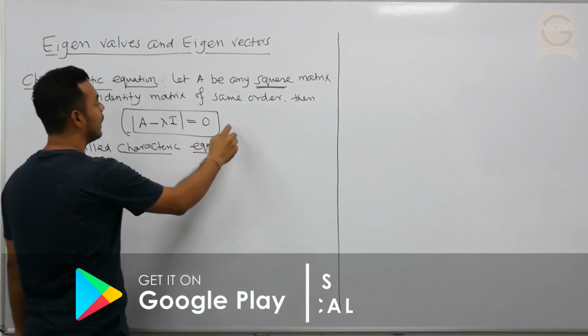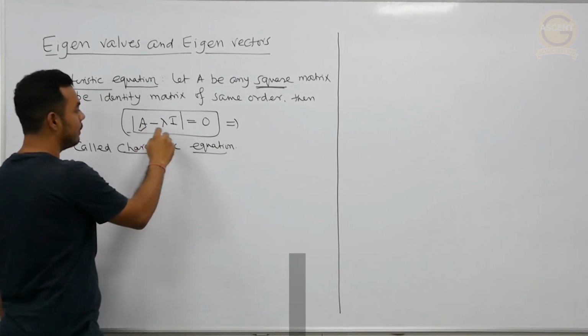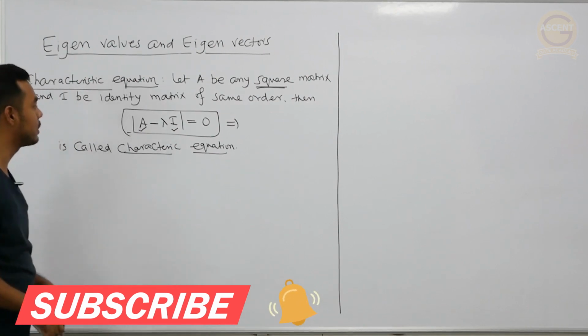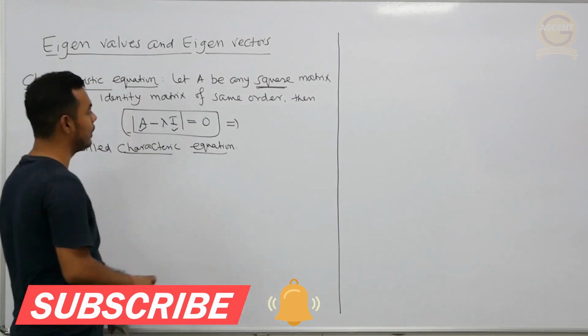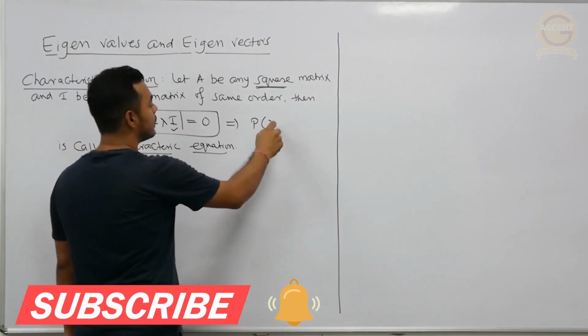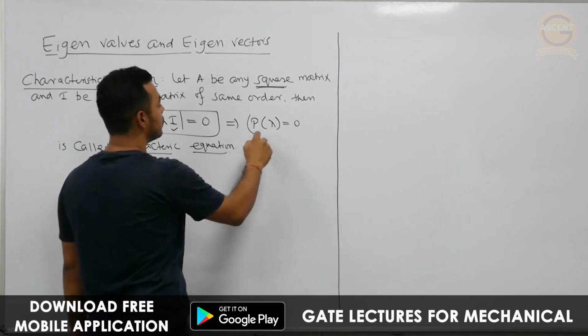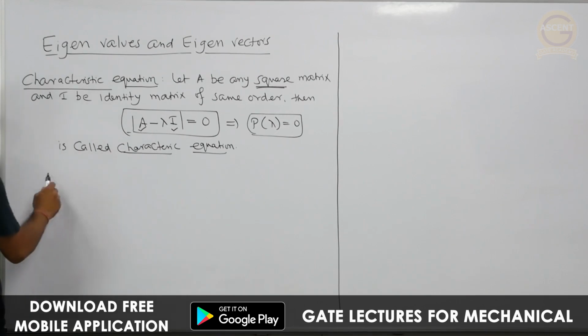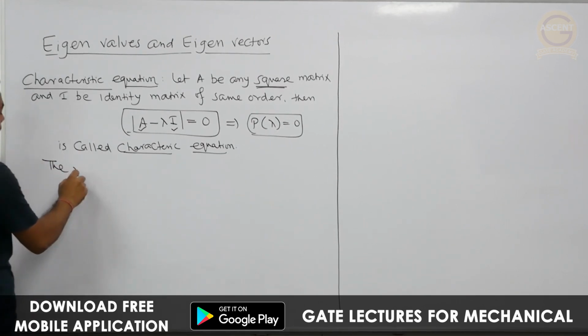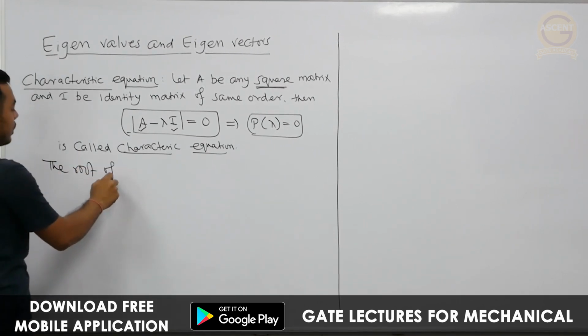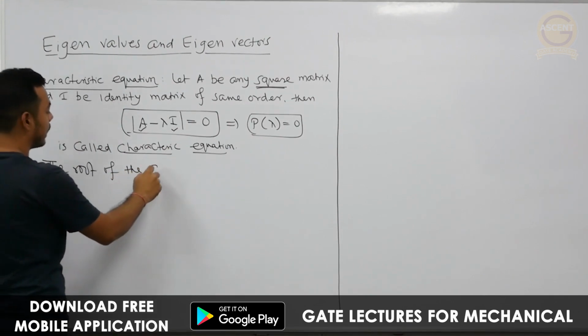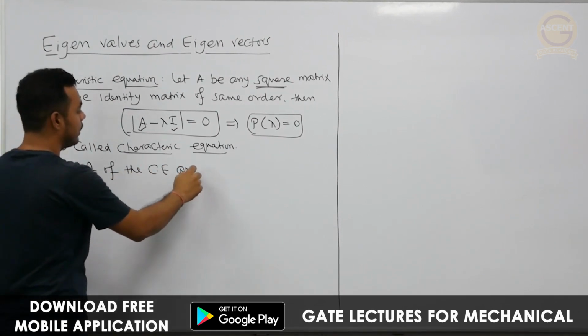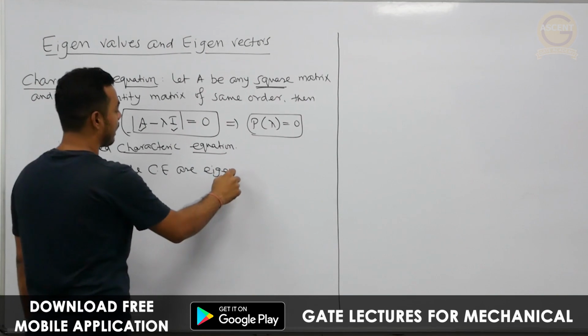From here, A is a known matrix, A is given, and I is the identity matrix. So you will get some polynomial equation in lambda, and this polynomial equation in lambda equals 0. This equation is called the characteristic equation. Now the roots of this characteristic equation are nothing but the eigenvalues. So the roots of the characteristic equation are eigenvalues.